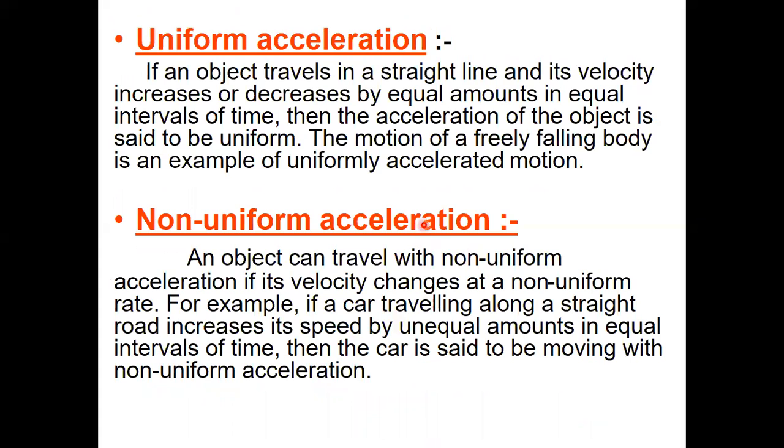Next, uniform acceleration. If an object travels in a straight line and its velocity increases or decreases by equal amounts in equal intervals of time, then the acceleration of the object is said to be uniform. See children, if an object travels in a straight line and its velocity may increase or decrease by equal amounts in equal intervals of time, then the acceleration of the object is said to be uniform.